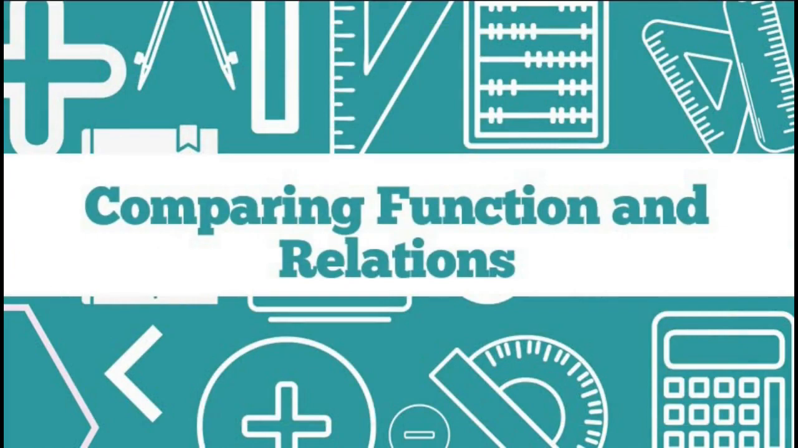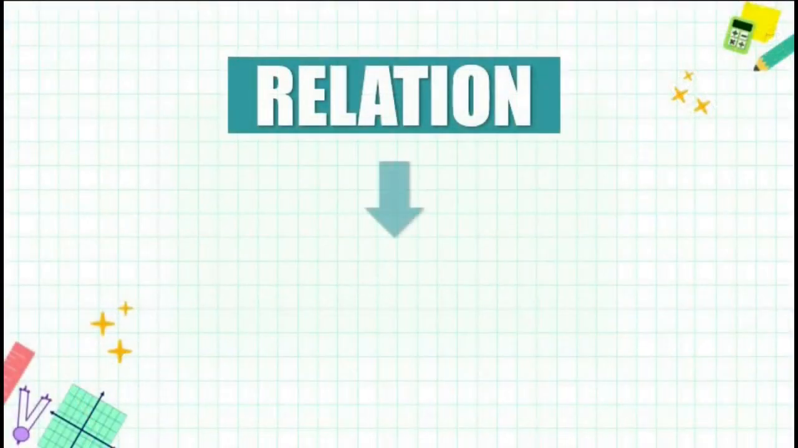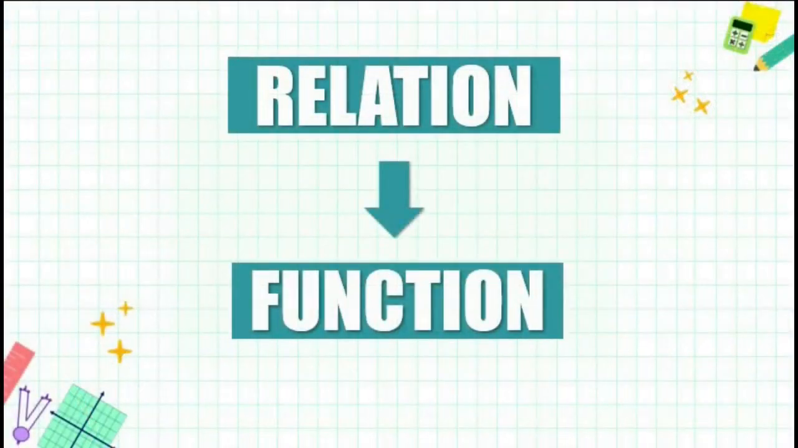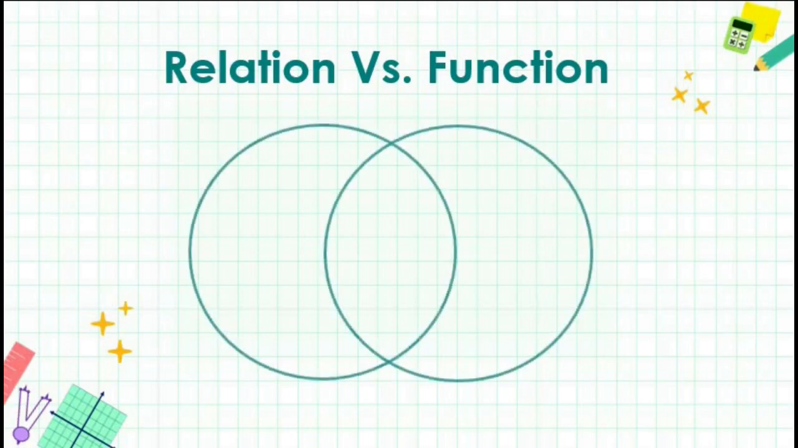Okay, so let's now try to compare functions and relations through a series of illustrations. We know that relation and function are related in such a way that a function is a special type of relation. So they are both a set of ordered pairs. What's the difference between the two? Let's try to compare them using a Venn diagram. Let this first circle be for relation, then the circle to the right for function.